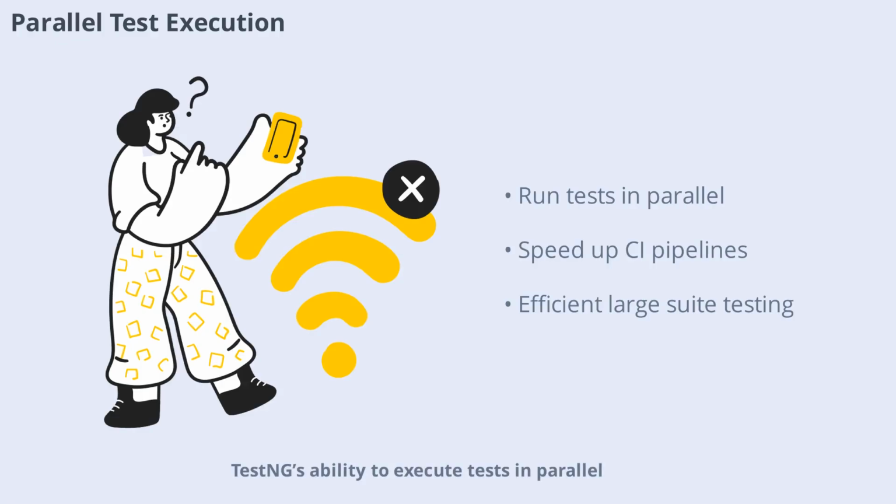TestNG's ability to execute tests in parallel is a significant advantage for large projects. By running multiple tests simultaneously, you can drastically reduce the time required to validate your application. This feature is particularly valuable for continuous integration pipelines, where speed and efficiency are critical. JUnit, on the other hand, executes tests sequentially by default, which can be slower for extensive test suites.